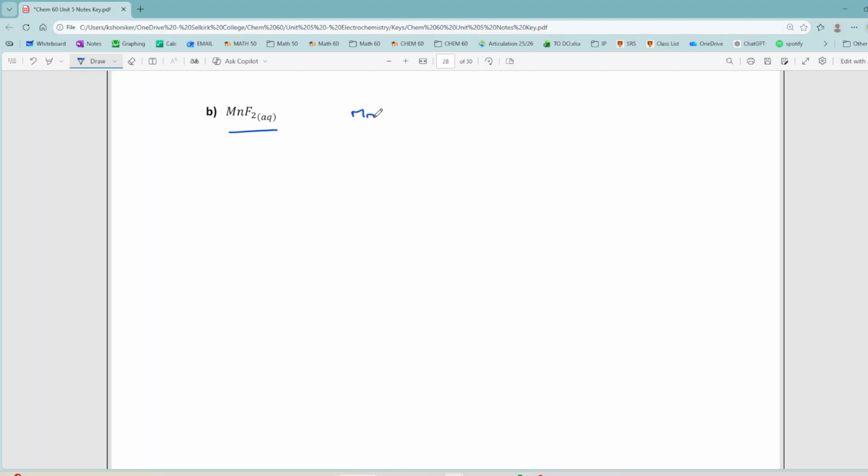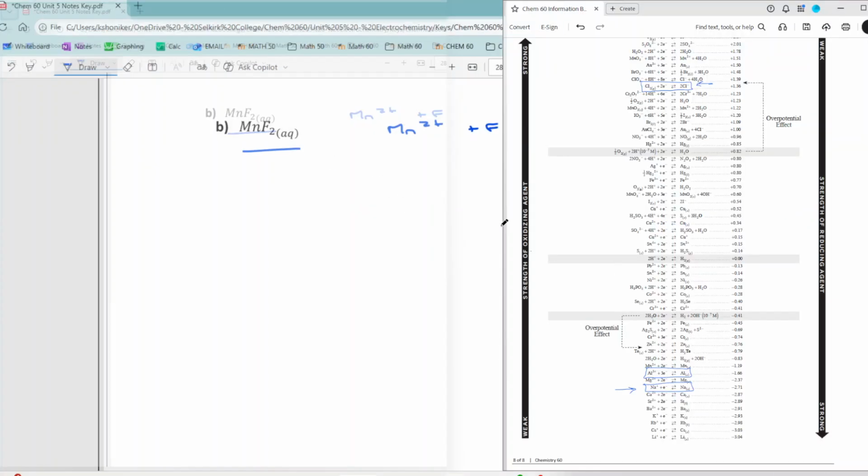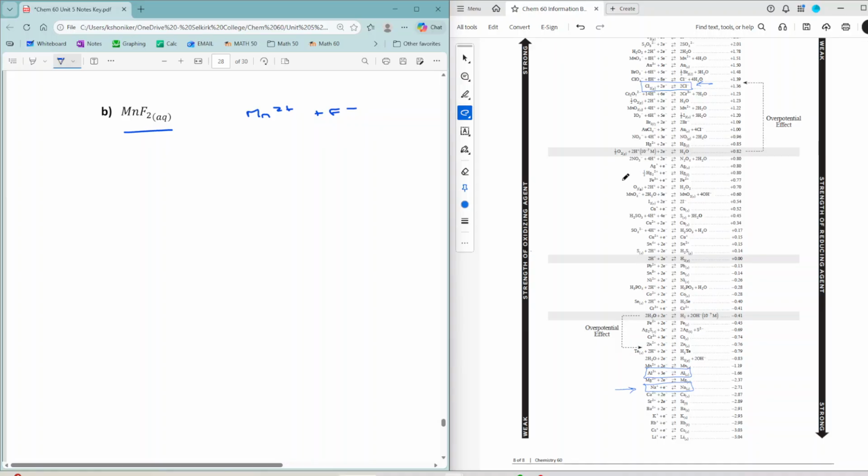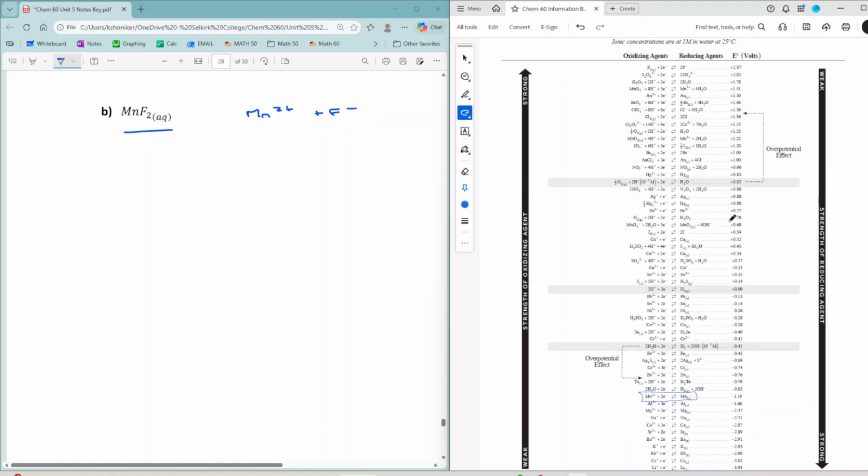So for this one, we have Mn2+, and we've got the fluoride ions to start. So how are we going to do this? Well, we're going to go back over here. We're going to look up Mn2+. Let me just get rid of some of these boxes because they're all getting a little bit close together. So here's my Mn2+. And then my F minus. I feel like F minus is at the top, is it not? Yes, it is.